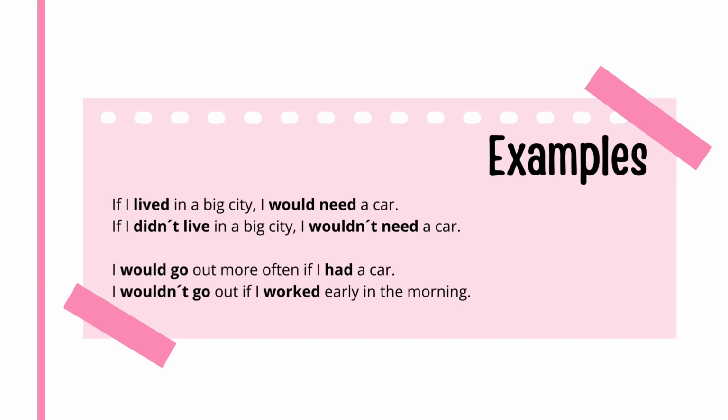In the last two examples, you can see that we begin with the result clause first. I would go out more often if I had a car. I wouldn't go out if I worked early in the morning. Look at the last sentence. We started with the result. I wouldn't go out. And then we continued with the condition in the past simple. If I worked early in the morning.